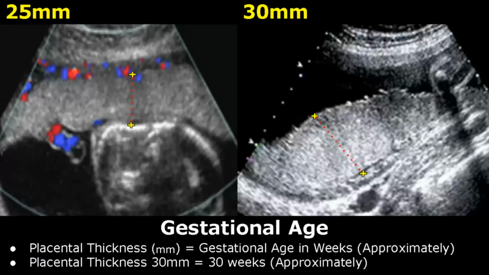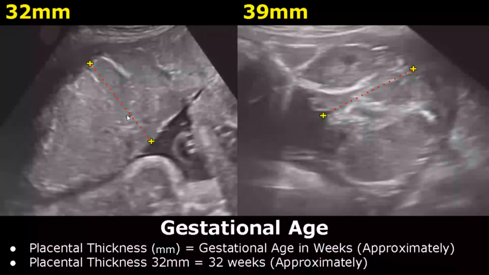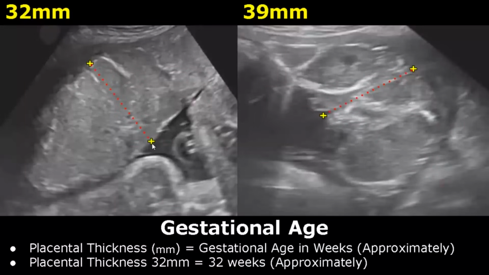An anterior placenta such as this one will be slightly thinner. It is less likely to reach 4 centimeters in maximum thickness. Usually an anterior placenta will reach a maximum thickness of 3.3 to 3.4 centimeters. Here we can see the placenta is thick. The thickness is 32 millimeters, which corresponds to 32 weeks gestational age approximately. And finally, this placental thickness is 39 millimeters and it corresponds to 39 weeks gestational age approximately.